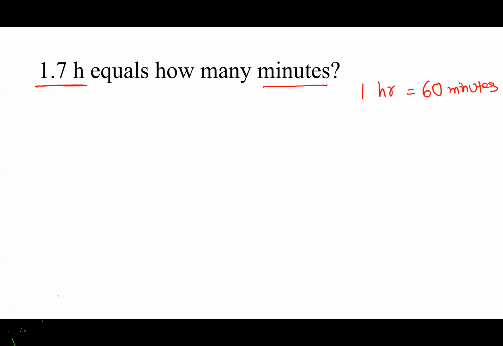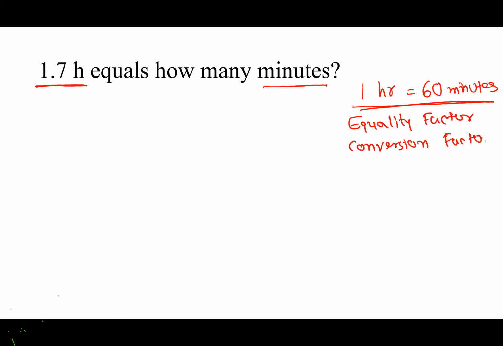To do that, for every unit conversion problem, you need to have this relation, and this is called the equality factor, because it says equal value. Either you call it 1 hour or you call it 60 minutes, its value is the same. That's why it's called equality factor. You can also call this a conversion factor, because we can use this to convert a quantity given in hour into minute, or a quantity given in minute into hour.